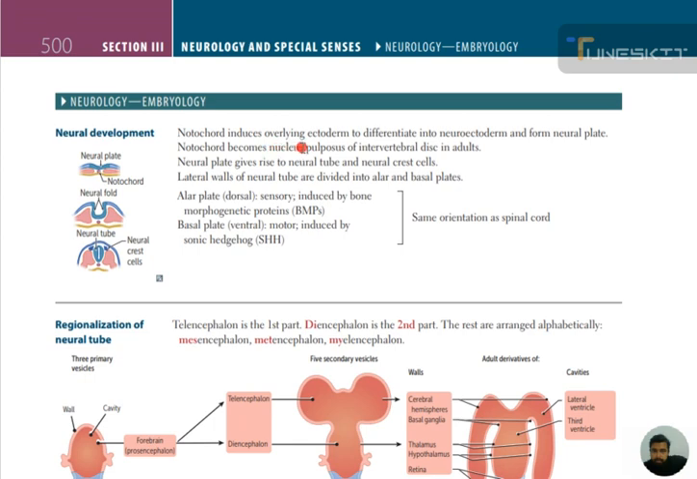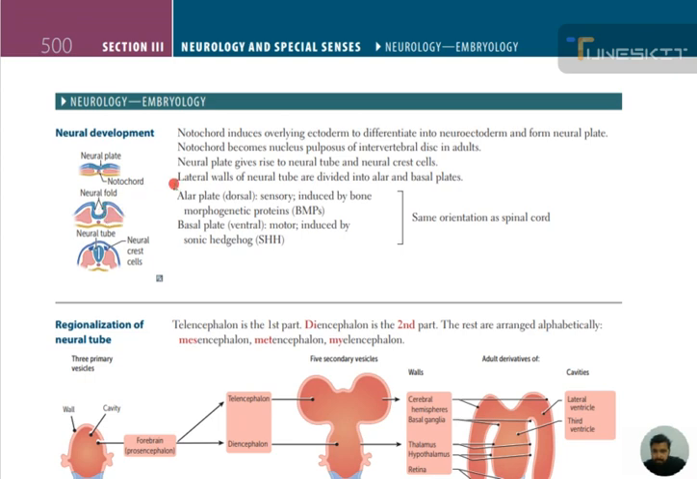Notochord becomes the nucleus pulposus of the intervertebral disc in adults. Neural plate gives rise to the neural tube and the neural crest cells. The neural plate above is a curve-shaped structure. It becomes more curved, and when these edges close, it forms the neural tube. You can see here the cells which are called the crest cells.